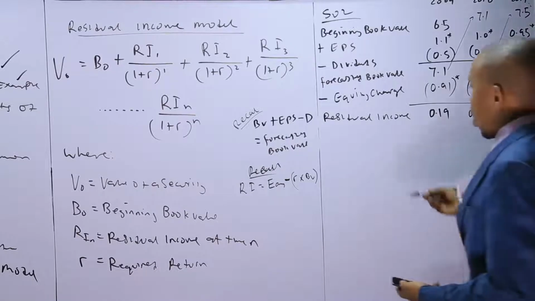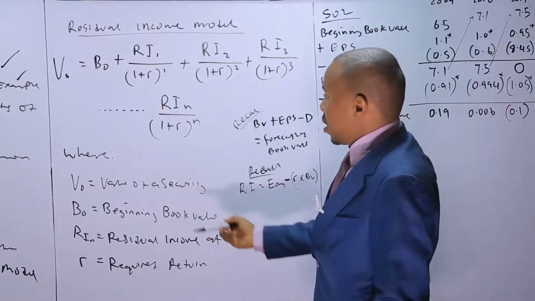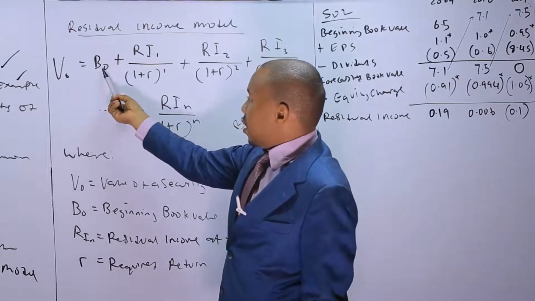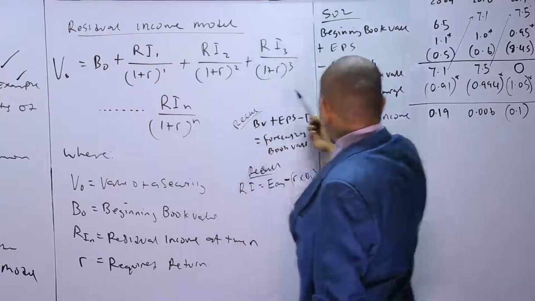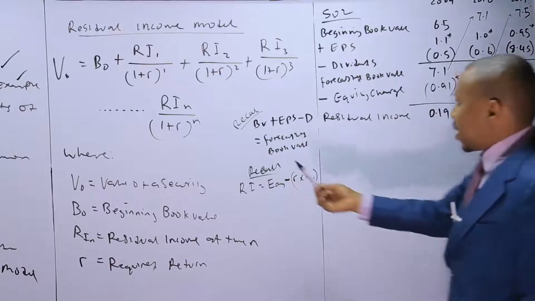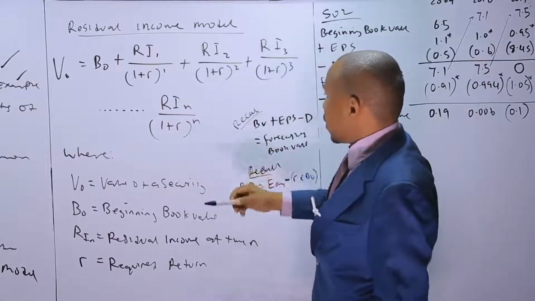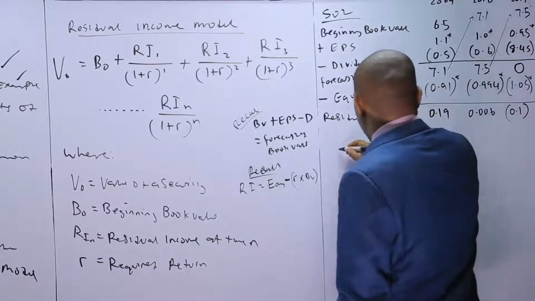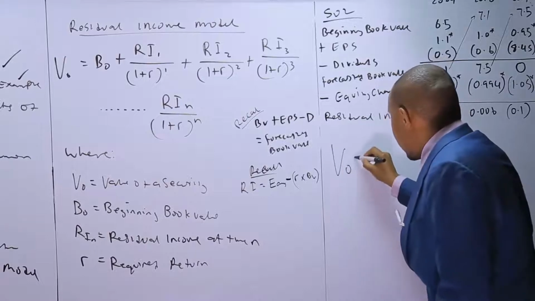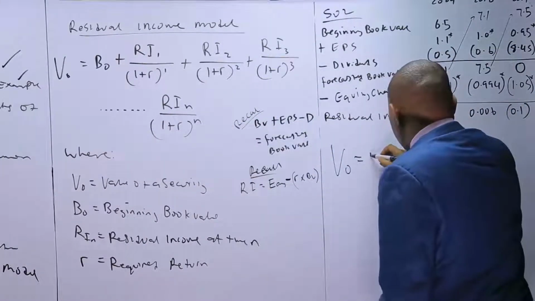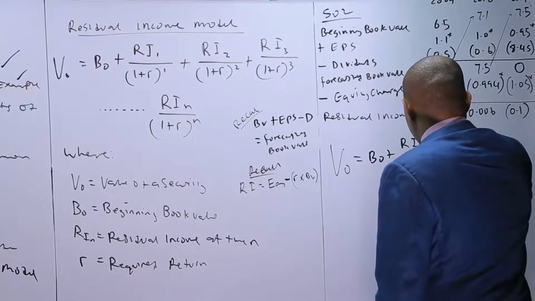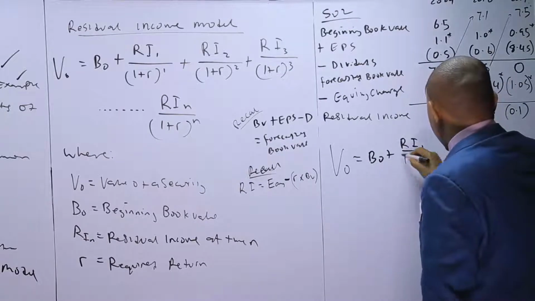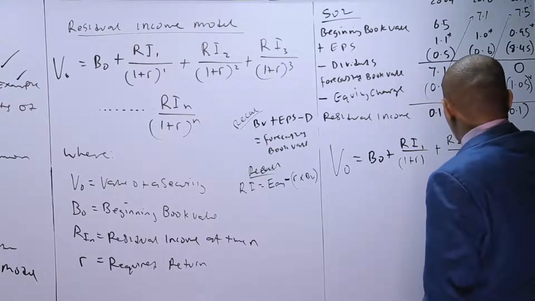Now, applying this residual income model, you are being informed that this is the value of the share. So we get the beginning book value, we add the respective residual incomes. As you can see, we already have the respective residual incomes there. RI1, RI2, RI3 discounted against 1 plus R will give us the value of the company's share. So to get the value, based on the formula, it is given as B0 plus RI1 over 1 plus R, plus RI2 over 1 plus R.